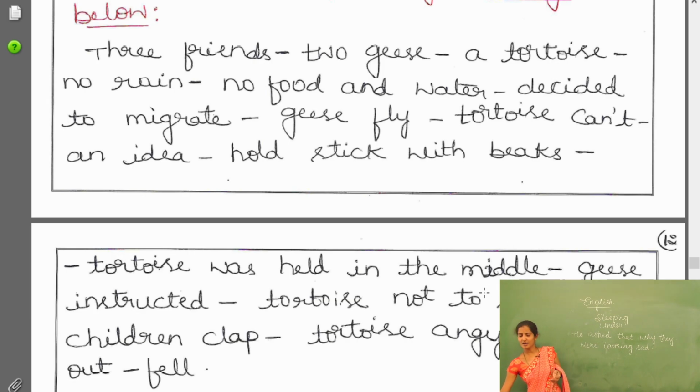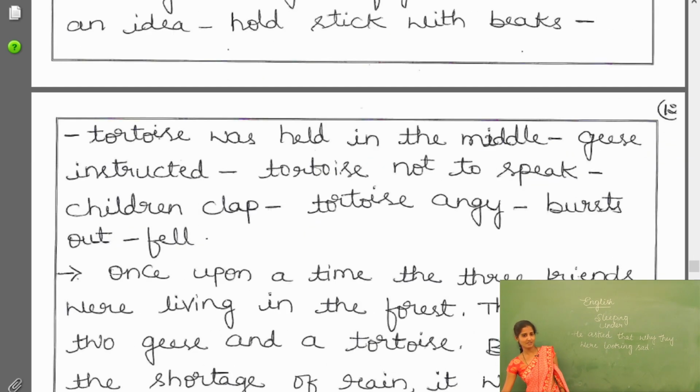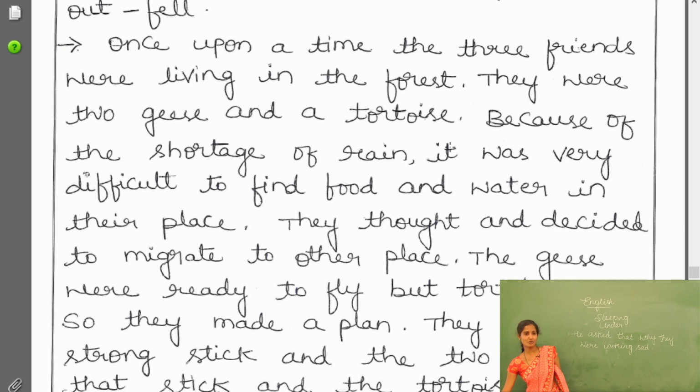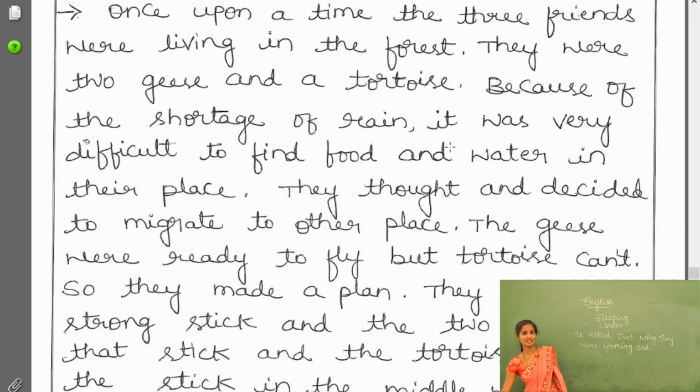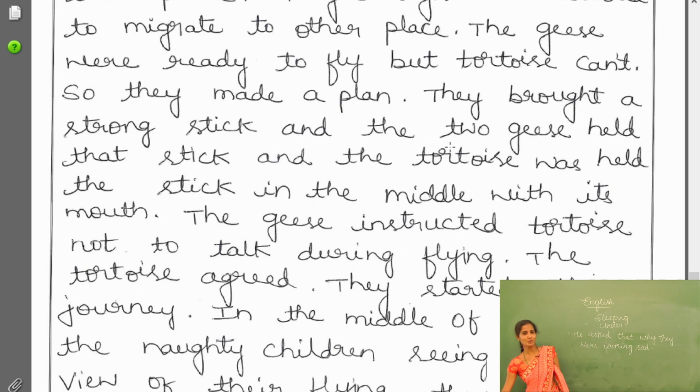Okay. See, I have told you, when you write a story, first of all, you look at the nouns there. Noun means the naming word, the people who are there. First of all, you address like that. Once upon a time, if there is a snake, there was a snake. If there was a tiger, once upon a time there was a tiger. So here: once upon a time there were three friends and they were living in the forest. They were two geese and a tortoise, and because of the shortage of rain, they found it difficult to find food and water in their place, and they thought and decided to migrate to another place.